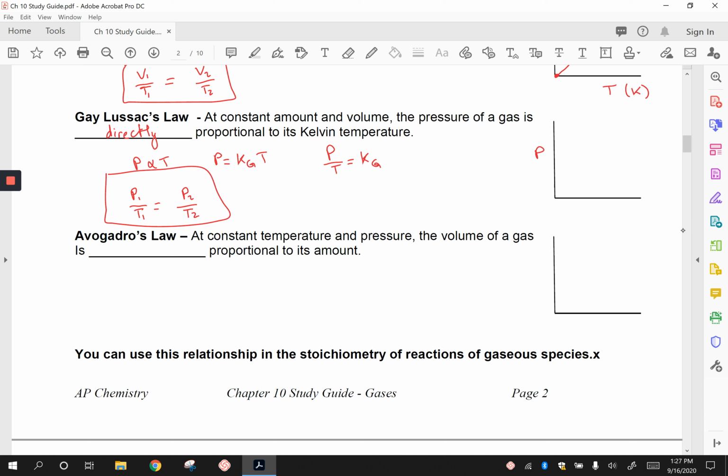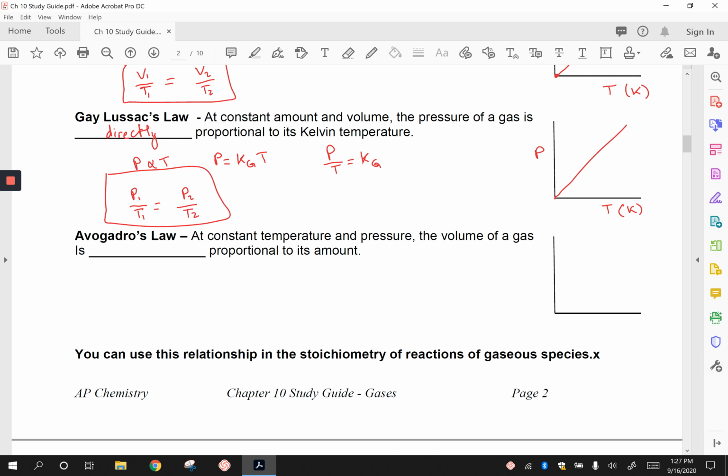If you plot pressure versus temperature, you would get a straight line, and again it would hit the origin if this was the Kelvin temperature. It would hit at negative 273 Celsius if this was the Celsius temperature. And those two are some of the ways that they calculated what absolute zero would be, by looking at that intercept.